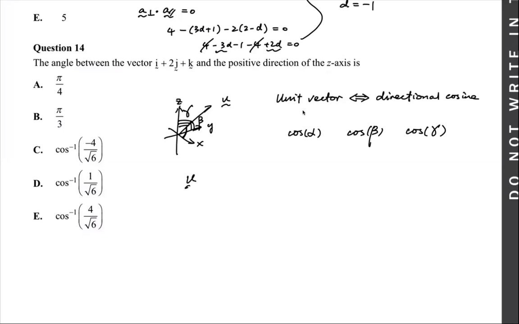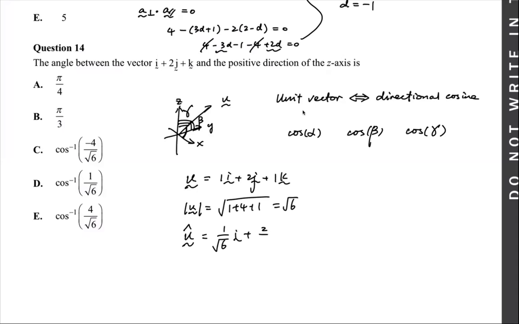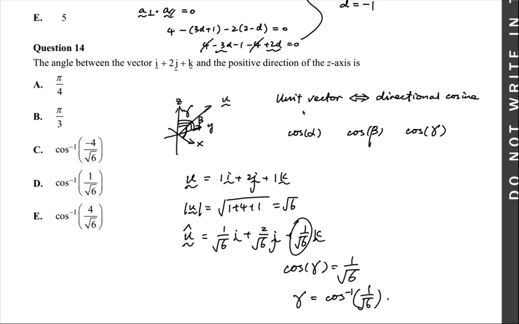So if u is 1i plus 2j plus 1k, the magnitude of u is square root of 1 plus 4 plus 1, which is root 6. So u hat is going to be 1 over root 6 i plus 2 over root 6 j plus 1 over root 6 k. Therefore, my cosine gamma, the angle gamma between the vector and the z-axis, is equal to 1 over root 6. So gamma is cosine inverse 1 over root 6. Simple as that. Option D.